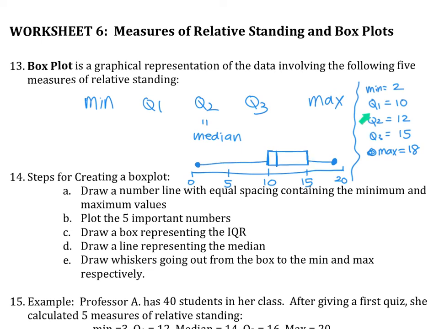So basically the middle 3 numbers give you the box in the middle. The minimum and maximum give you the endpoints, and then we just connect them like this. And I can label them, this is min, this is max, Q1, Q2, Q3. So I'm going to have you finish the rest of the worksheet.